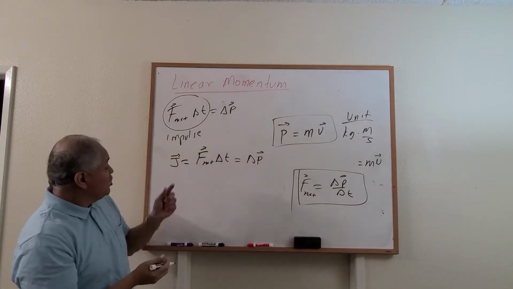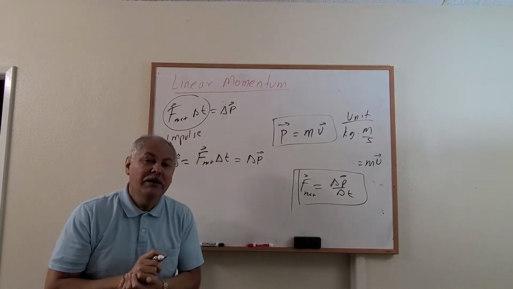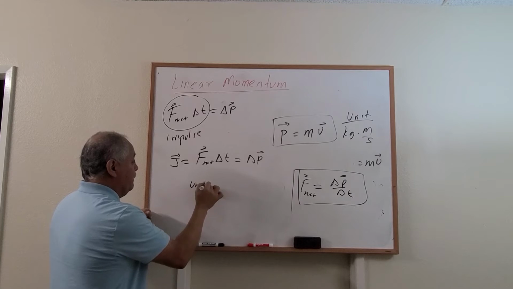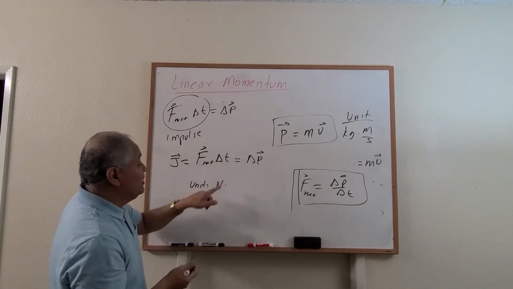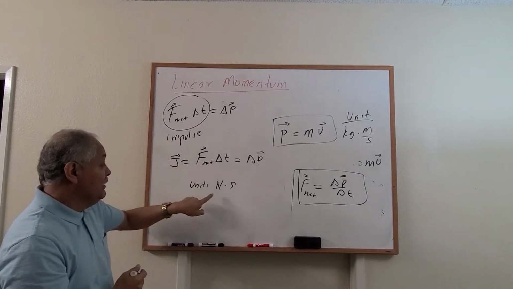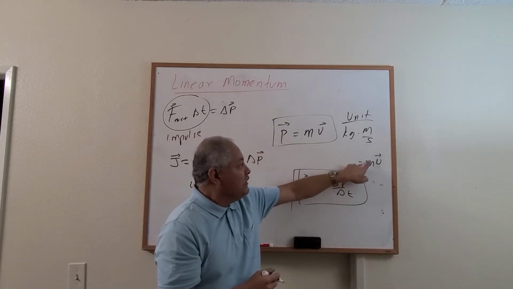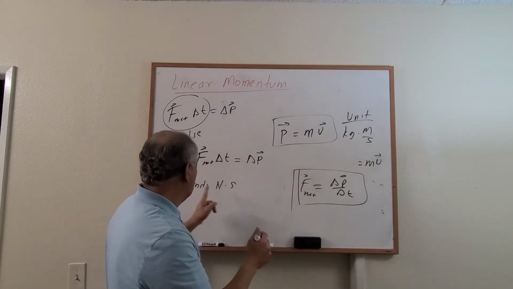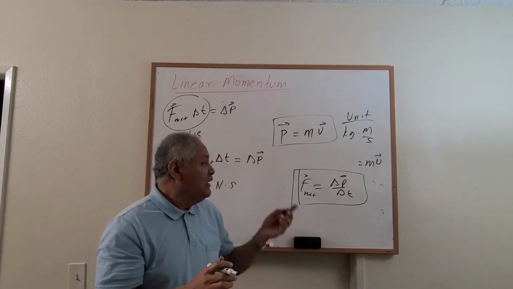So impulse is a new quantity, so we need a new unit for impulse. The unit of force is newtons, and the unit of time is seconds. So the unit of impulse is newtons times second. The unit of momentum is kilograms meters per second. At the end, these two are the same, they have the same unit, but we differentiate these two quantities in this way.